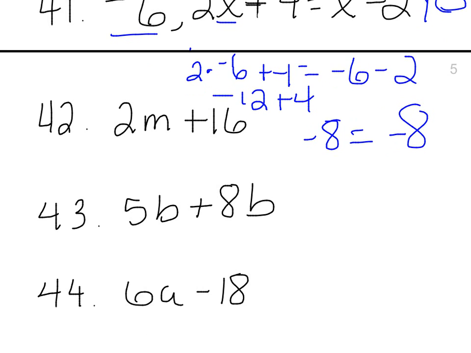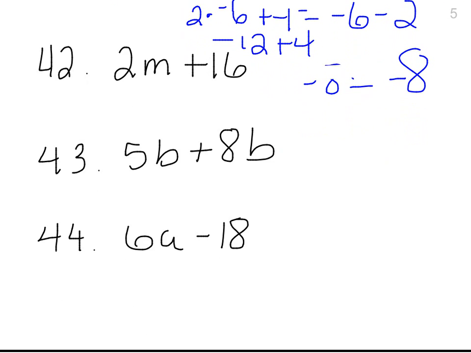Okay, so I'll move down to 42. I'm going to erase this work right here so that I have room to do the new work. On these, what we are doing is factoring out the greatest common factor. So I'm going to take out what they have in common.